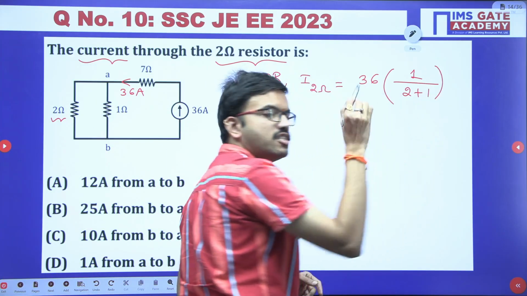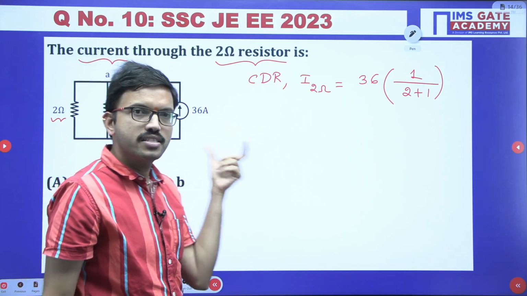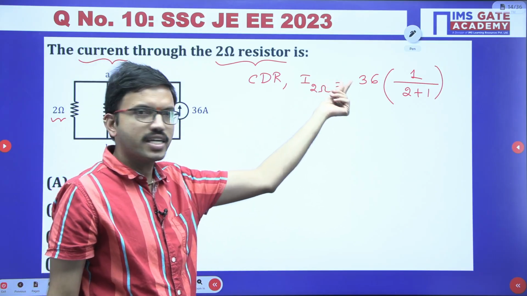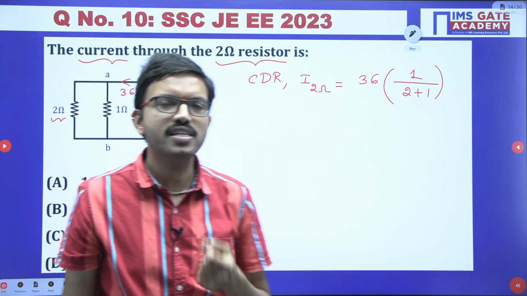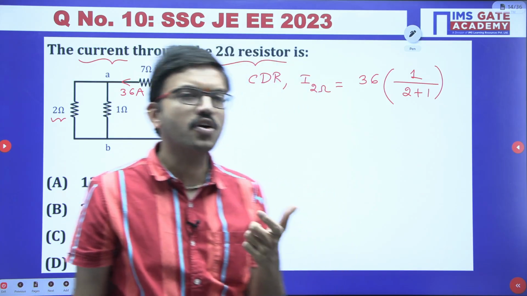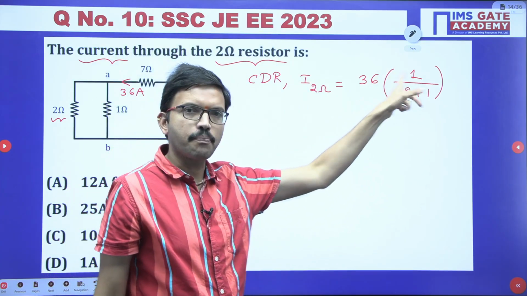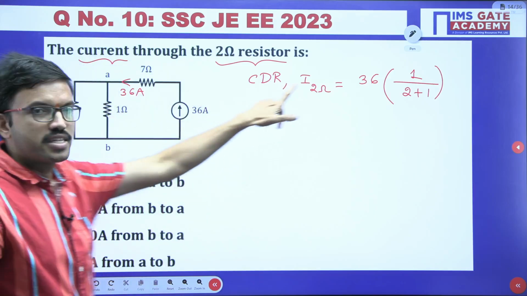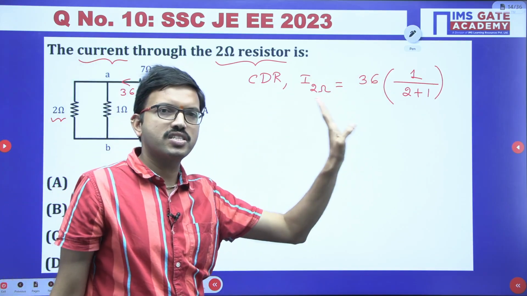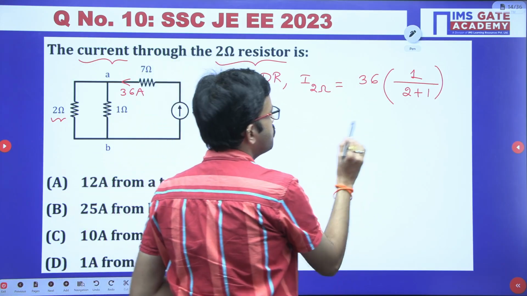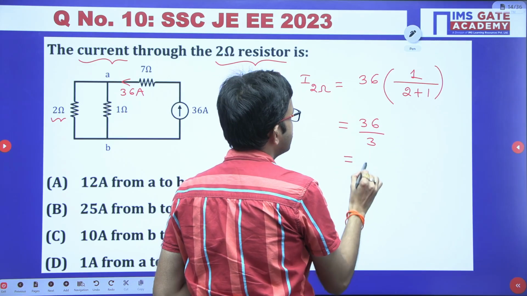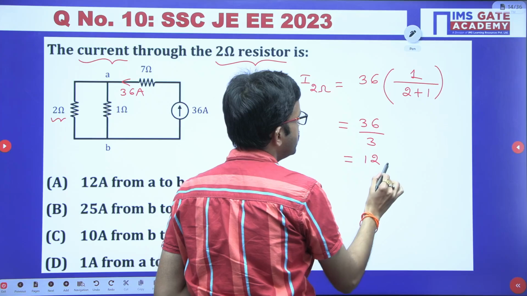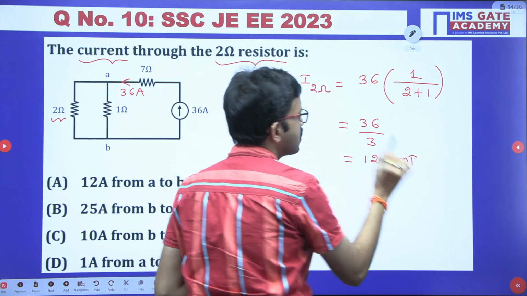See, in the voltage division rule, when the elements are connected in series, what is the supply voltage that we are considering in the numerator? In the numerator, across whichever resistor you are supposed to calculate the response, that resistance you are considering. But here, the opposite resistance you are considering. The denominator is the sum of the resistances as it is. So 2 plus 1 is nothing but 3. So 36 divided by 3 is nothing but 12. So the units are ampere.